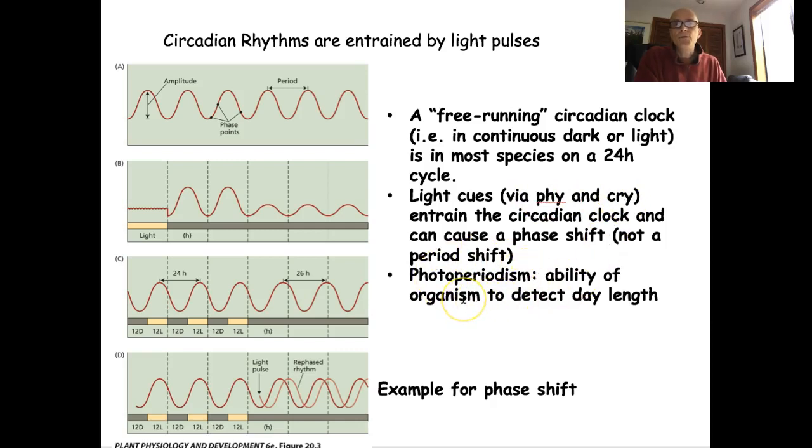And then the term photoperiodism simply states or describes the ability of an organism to detect day length. Okay, so let's see how that has an effect on the induction of flowering, which is, of course, the topic of today.